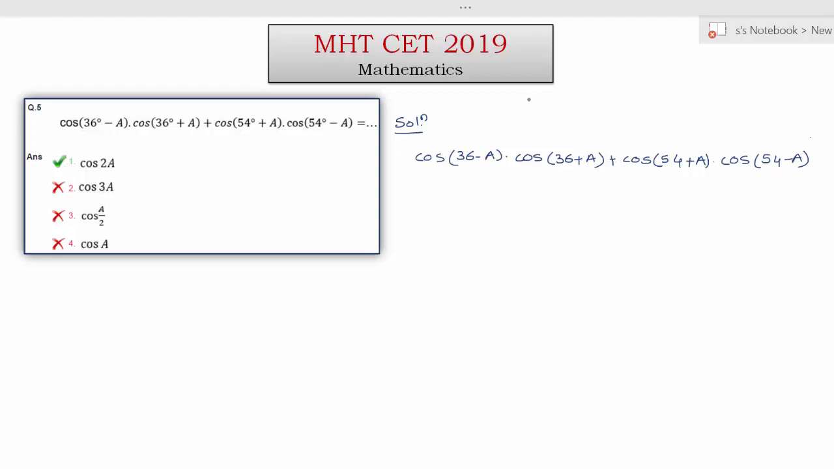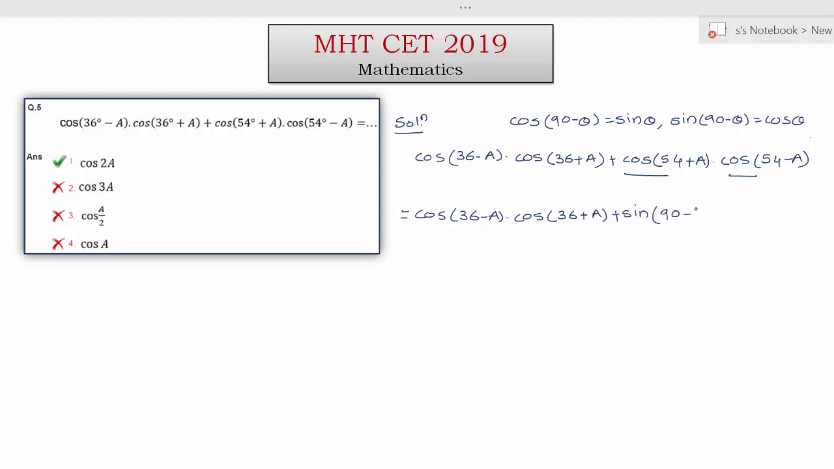So that reminds me of one formula, that is cos of 90 minus theta is sine theta, right? Or we can say sine of 90 minus theta is also cos theta. Our plan is to convert these two ratios into sine. So let's start. Cos of 36 minus a into cos of 36 plus a plus, I will assume 54 plus a is theta. So cos theta is sine of 90 minus this theta.